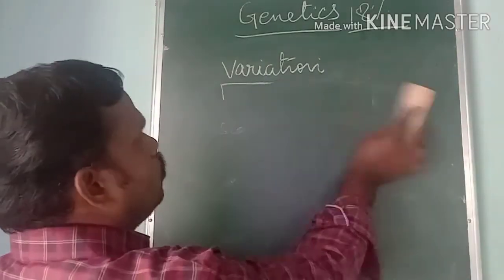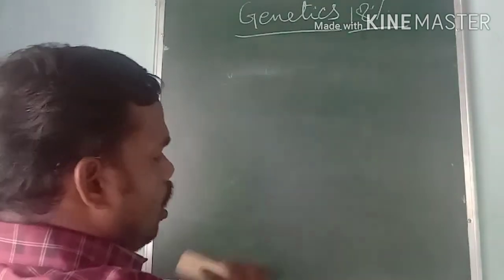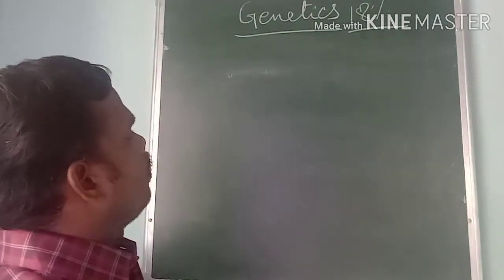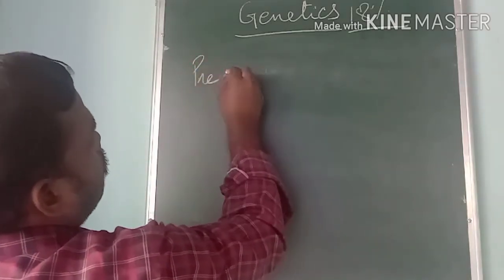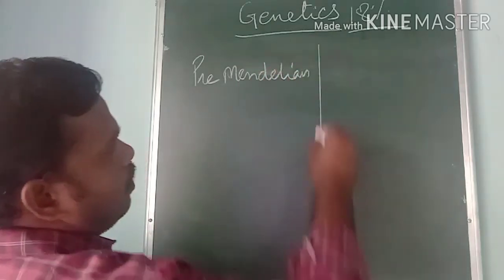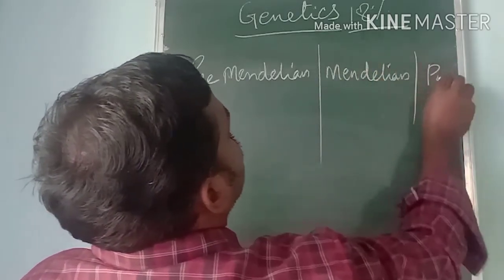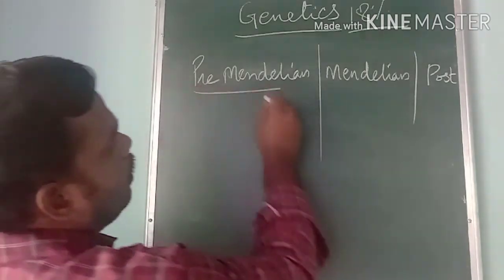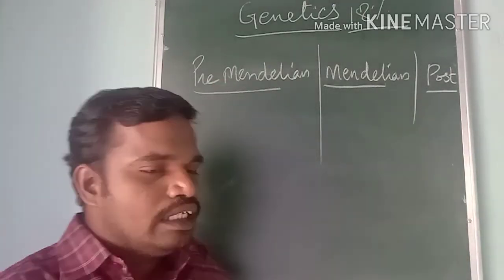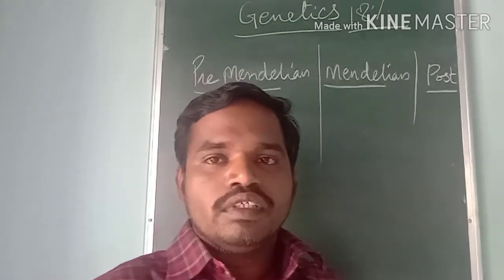Let's move on to the theories, which explain how these offspring are formed or how the characters are transmitted from the parents to the offspring. There are three stages: pre-Mendelian, Mendelian and post-Mendelian theory. So what is the pre-Mendelian theory? Who is Mendel? Gregor Johann Mendel is known as the father of genetics. Why?